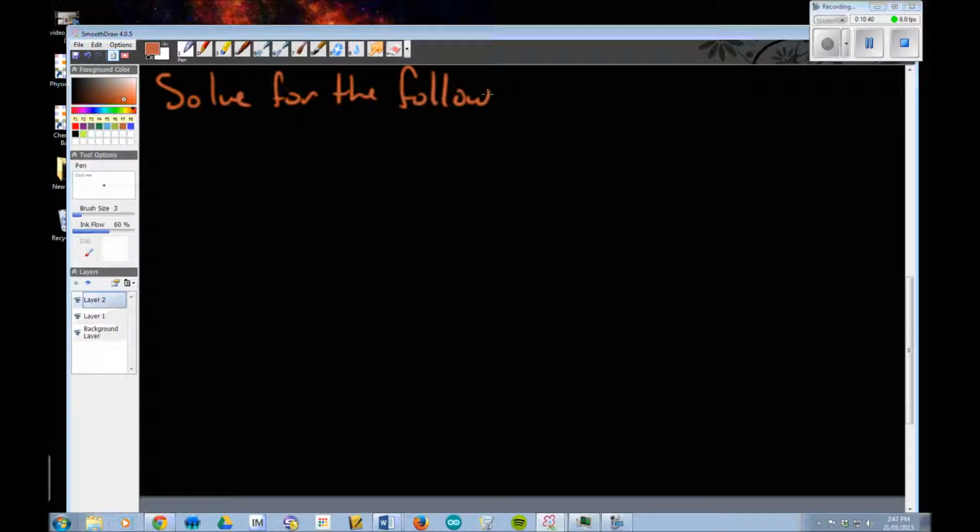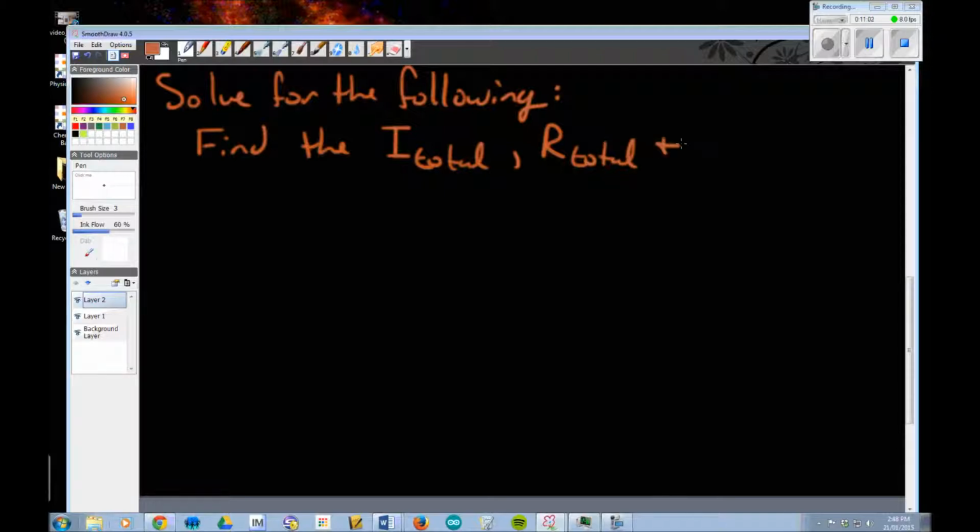So try this on your own. I'll do it on here, but I'll try not to talk while I'm doing it. Okay, so this is what I want you to do. Find the total current, total resistance, and I and V, sorry, so voltage drop, across the following circuit.